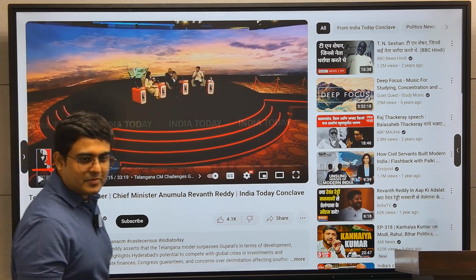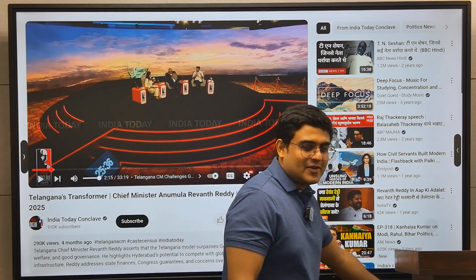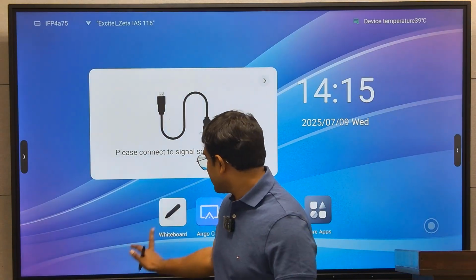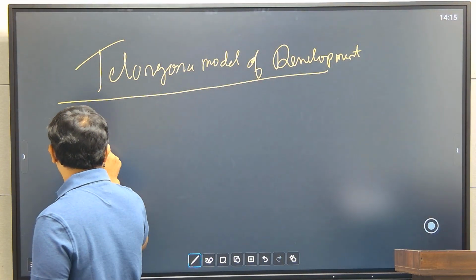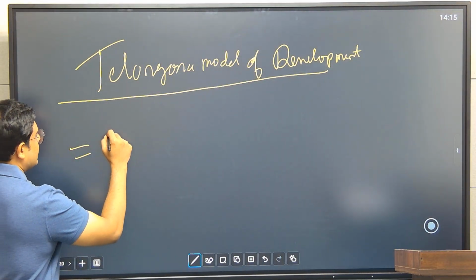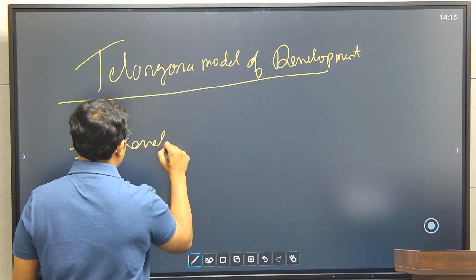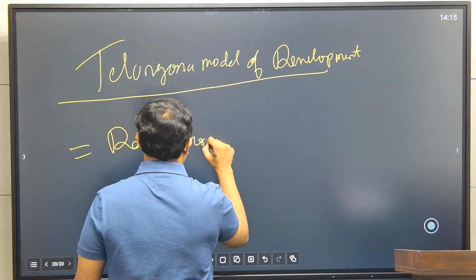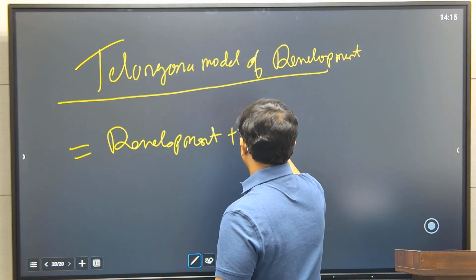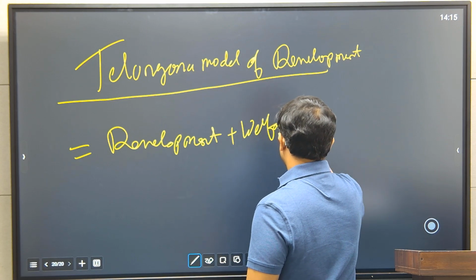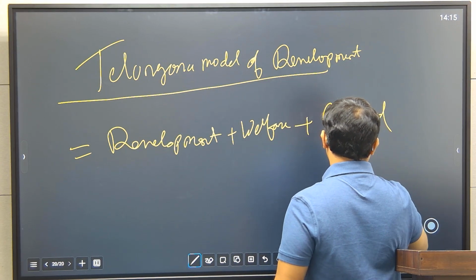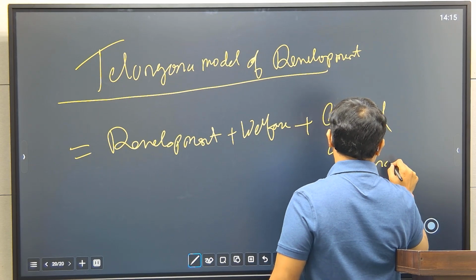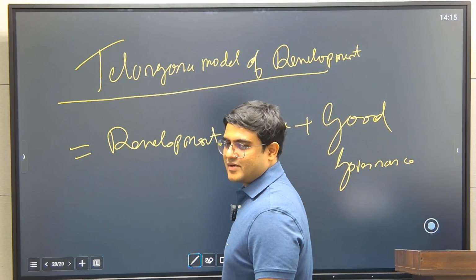So you heard from the mouth of the Chief Minister himself. What is the Telangana model of development? He says the Telangana model of development is a combination of three elements: development plus welfare plus good governance. This is the Telangana model of development.